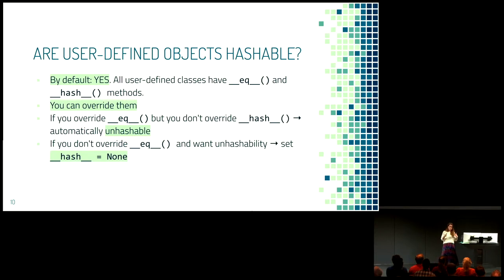If you override, you already saw in the definition that you need a dunder eq and a dunder hash. What happens if you override one and not the other? Or what happens if you override both of them? If you override dunder eq but you don't override hash, Python automatically says this is unhashable. I'm not going to consider this hashable, and I set dunder hash to None. What happens if you don't want to override eq, but you still want unhashability? Well, you can do this yourself. You can set dunder hash to None, and this is done.